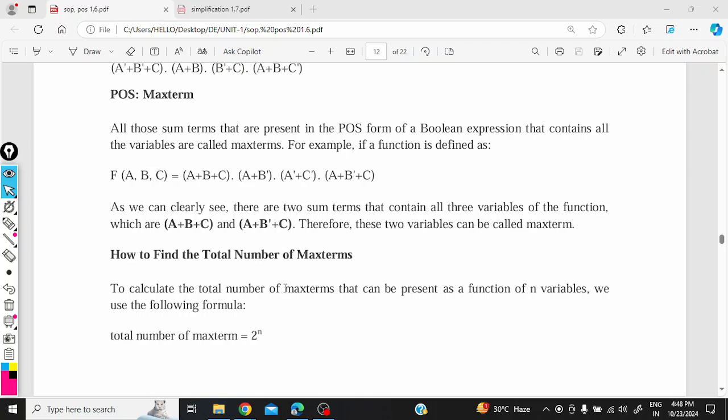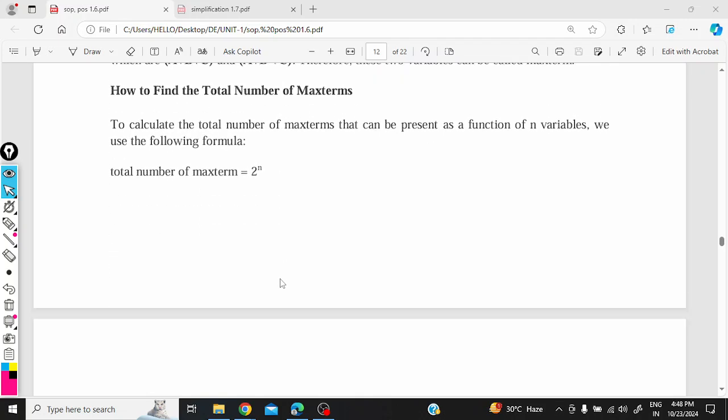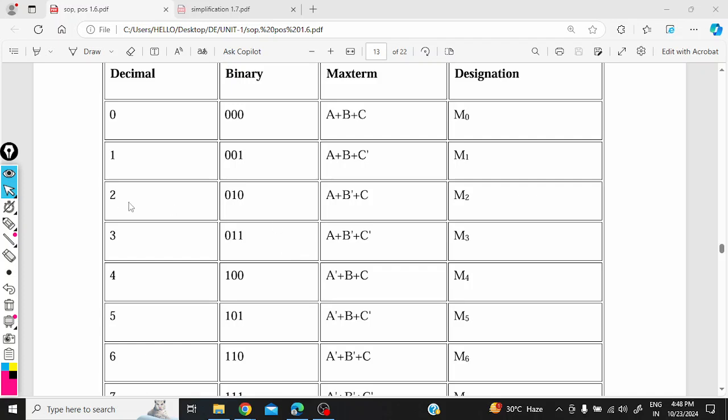Now how to find these max terms for the given variables? Max terms are represented in this particular way. For example, if I have decimal value 0, the binary equivalent is 000. Max term is represented as a plus b plus c, whereas in min term it is represented as a dash dot b dash dot c dash. In max term, 0 is represented with normal variables, whereas 1 is represented with bar variables. Max terms are represented using capital M, whereas min terms were represented using small m.